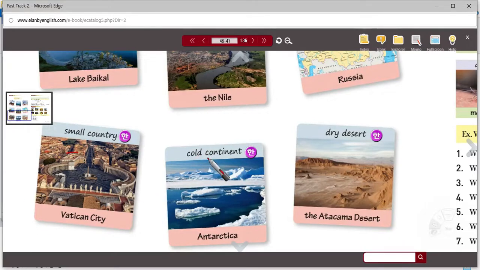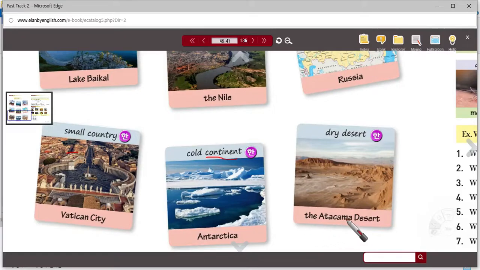Okay, next we're going to look at continents. So I think you know the continents, 7 of them. There's Africa, North and South America, Asia, Europe, and 2 others, one of which is the coldest continent. What is the coldest continent in the world? It's Antarctica. Okay, colder than Australia.